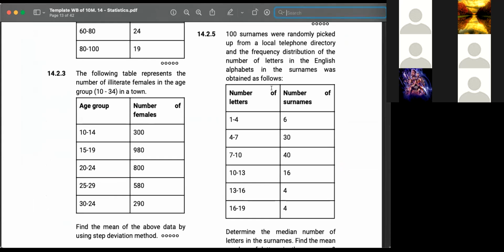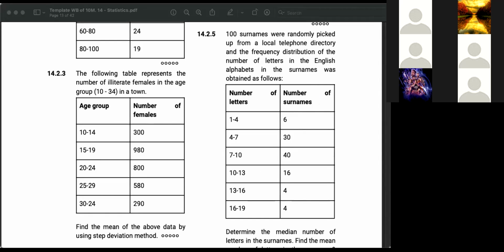This is pretty direct. So you have 100 surnames randomly picked from a local telephone directory. You pick some names and then create this table: the number of letters in each name. The number of letters between 1 to 4, they found 6 surnames. Between 4 to 7, there are 30 surnames. So these are the classes, this is your X and this is your number of surnames, F.